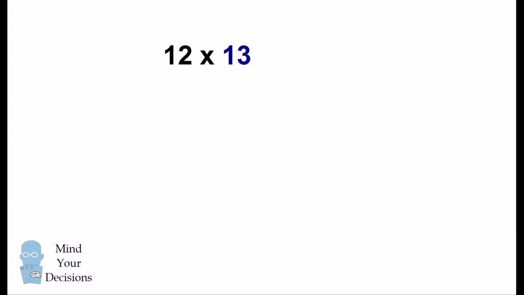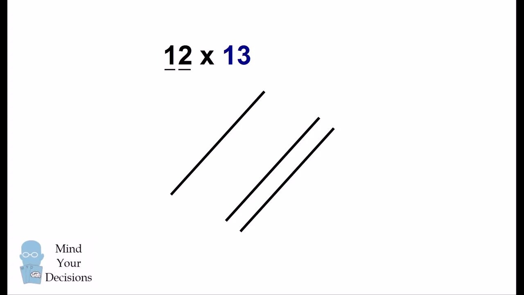Let's say you want to multiply 12 by 13. For the 1 in 12, we'll draw one line. For the 2, we'll leave a little bit of space and draw two lines. For the other number, we'll draw lines in the other direction.